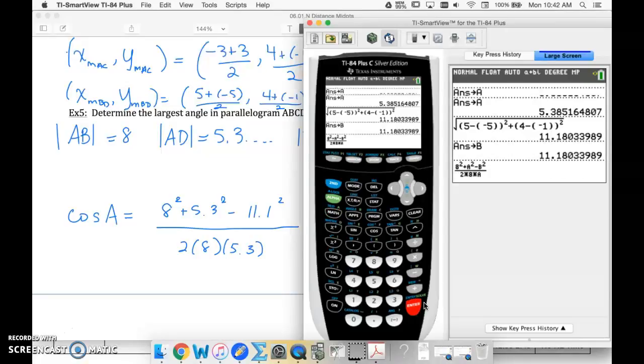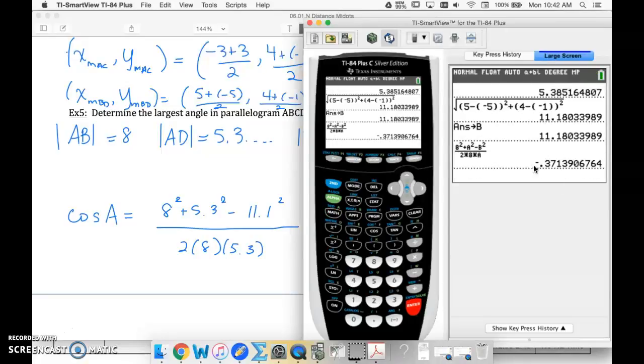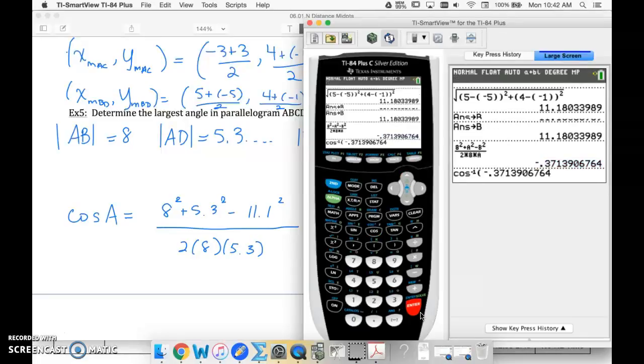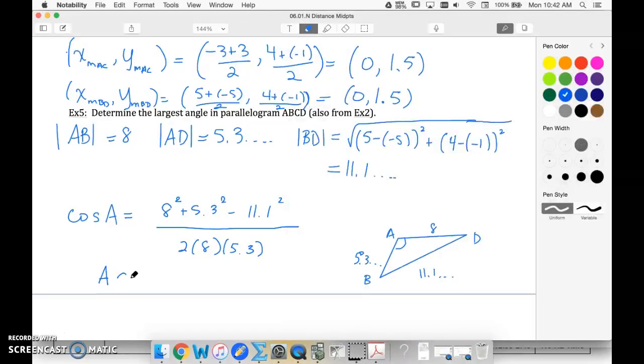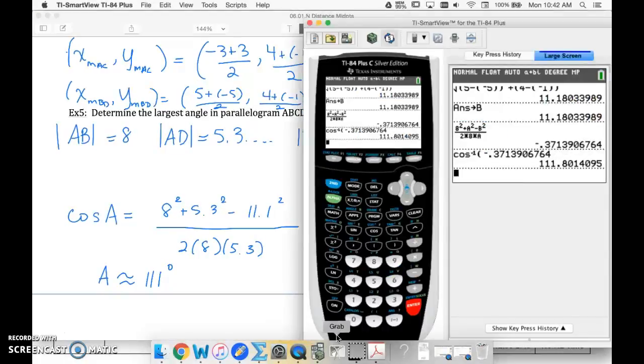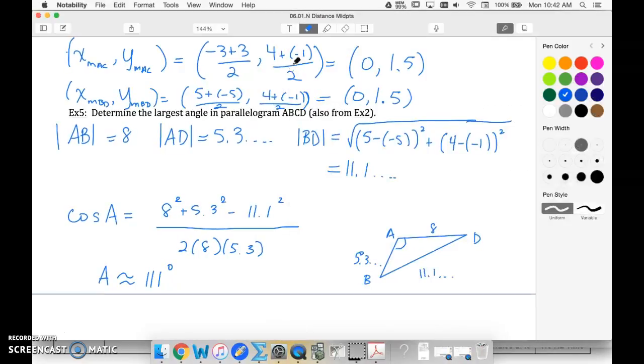and then I end up with a negative number. Don't be afraid of a negative number. It just tells me that my cosine value is negative. It means I have an obtuse angle, so cos inverse of that negative number gives me a big obtuse angle, so my A is approximately 111 degrees, which makes sense because I know from my picture I wanted the obtuse angle. Did I round that right? No, 112.